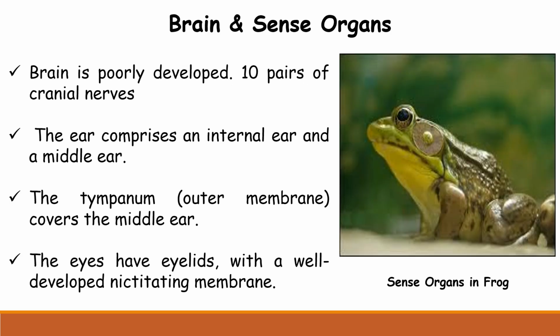Brain and sense organs. The brain is very poorly developed in amphibians. They have 10 pairs of cranial nerves. The ear comprises an internal ear and a middle ear, and we can see here a notch, that is the tympanum, where the outer membrane completely covers this structure.